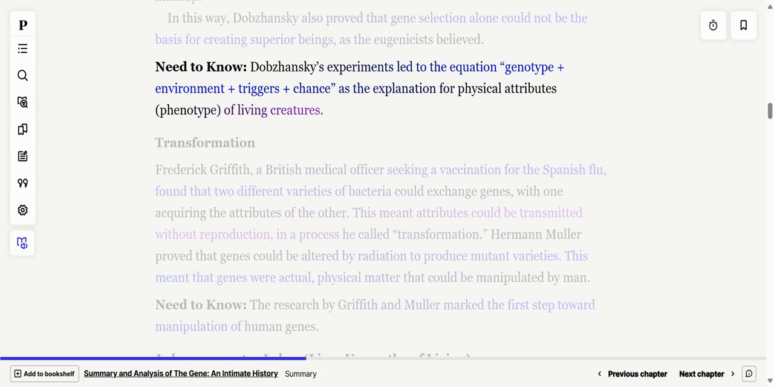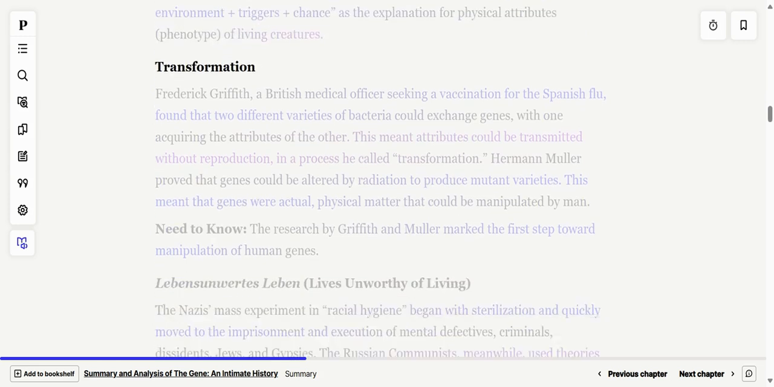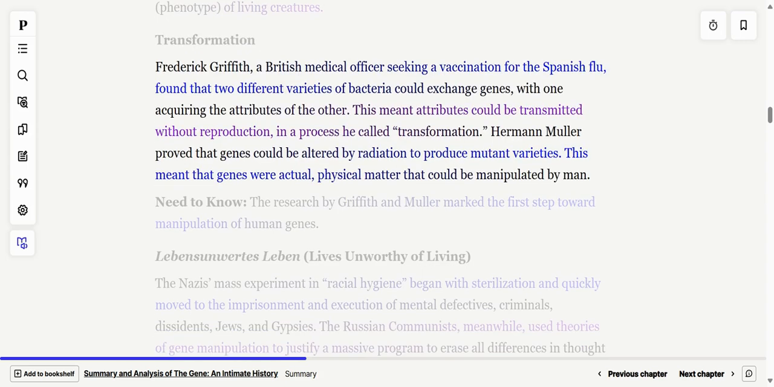Hermann Muller proved that genes could be altered by radiation to produce mutant varieties. This meant that genes were actual, physical matter that could be manipulated by man. Need to know: the research by Griffith and Muller marked the first step toward manipulation of human genes.